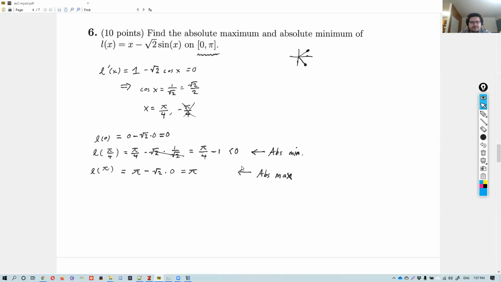If you wanted to, you could write these in coordinate form. The absolute min would be pi over 4 comma pi over 4 minus 1, and the absolute max would be pi comma pi. So if you wanted to, you could write it in this way. I just didn't bother to do that. Okay.